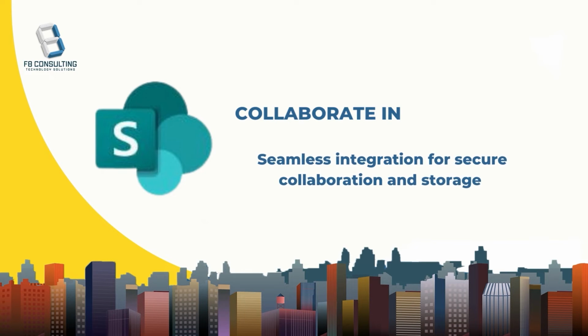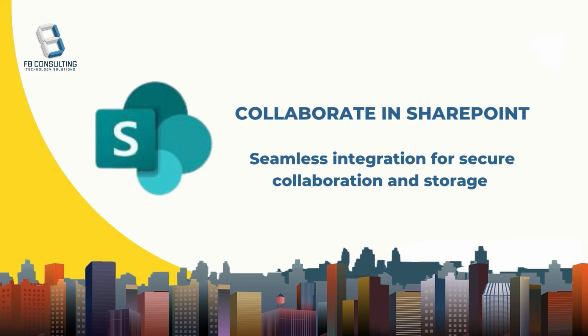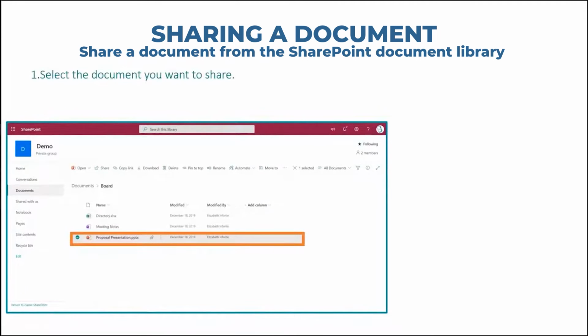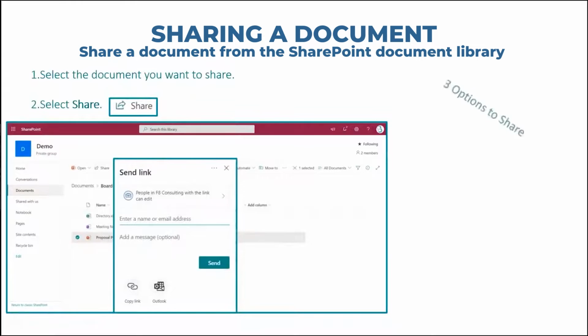Next, we're going to go over collaborating in SharePoint. So this is seamless integration for secure collaboration and storage in SharePoint. You can share a document from SharePoint here, and this is how you do it. First, you select the document you want to share, and then you will select share, the button at the top there. And there are 3 ways that you can share from here. You have 3 options to share.